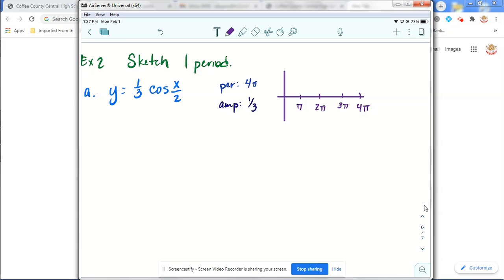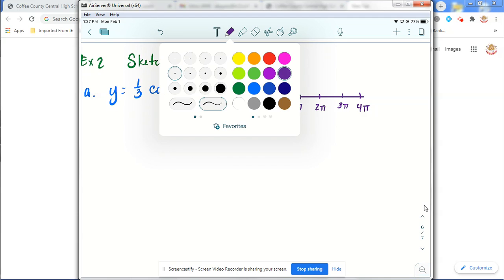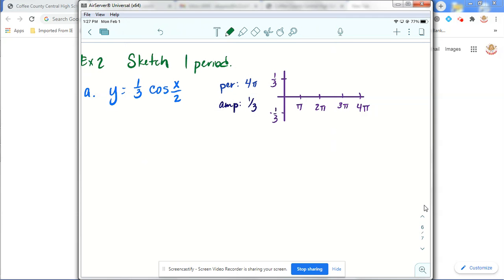And then our y-axis has to do with the amplitude. So whatever the amplitude is, we label it the positive and the negative version of the amplitude. Now, when we do a cosine graph, you don't start at 0 on the y. You start up at the maximum, at amplitude. And then we come down to an x-intercept, and then a minimum, and an x-intercept, and then a maximum. That is one period of that cosine curve.